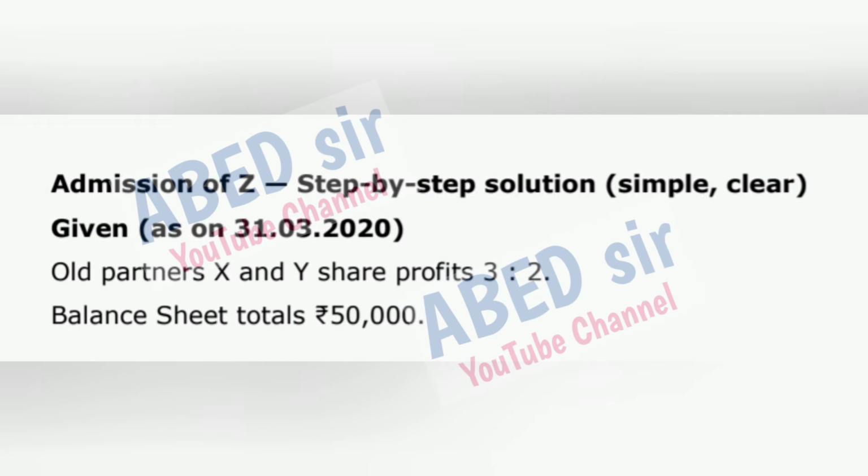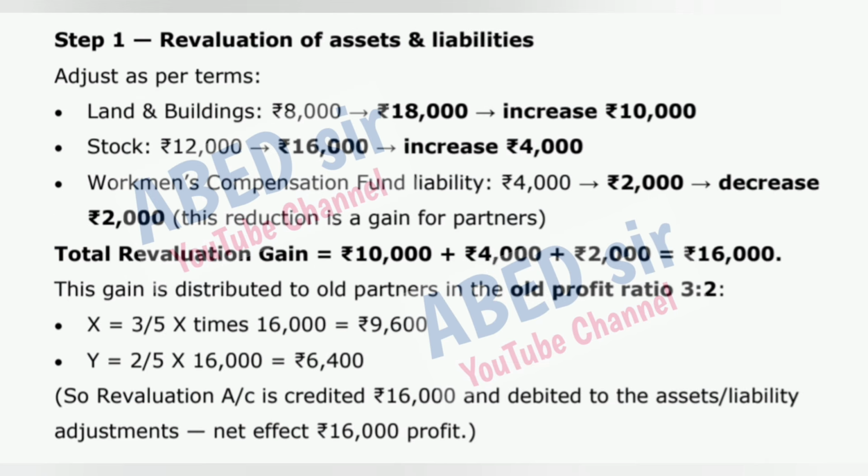Old partners X and Y share profits 3:2. Balance sheet totals 50,000 rupees. Step 1. Revaluation of assets and liabilities. Adjust as per terms. Land and buildings, 8,000 rupees to 18,000 rupees, increase 10,000 rupees.